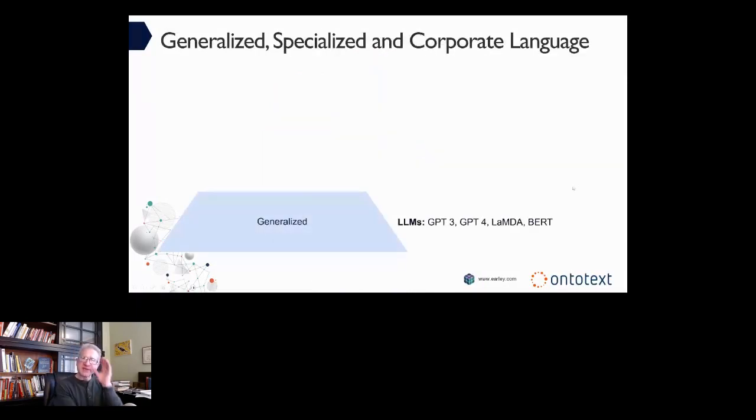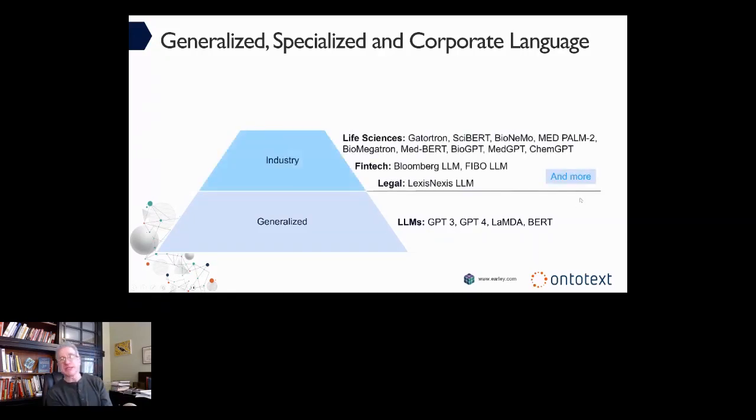Now, this may be a bit of a non sequitur, but even when we're using large language models, we still have corporate knowledge and corporate language that we have to care about. I didn't talk much about large language models yet, but the point is that an LLM already has knowledge of relationships of terminology and language and concepts. There are generalized language models, and then there are specialized language models. We heard a little bit about that in some of the earlier sessions.